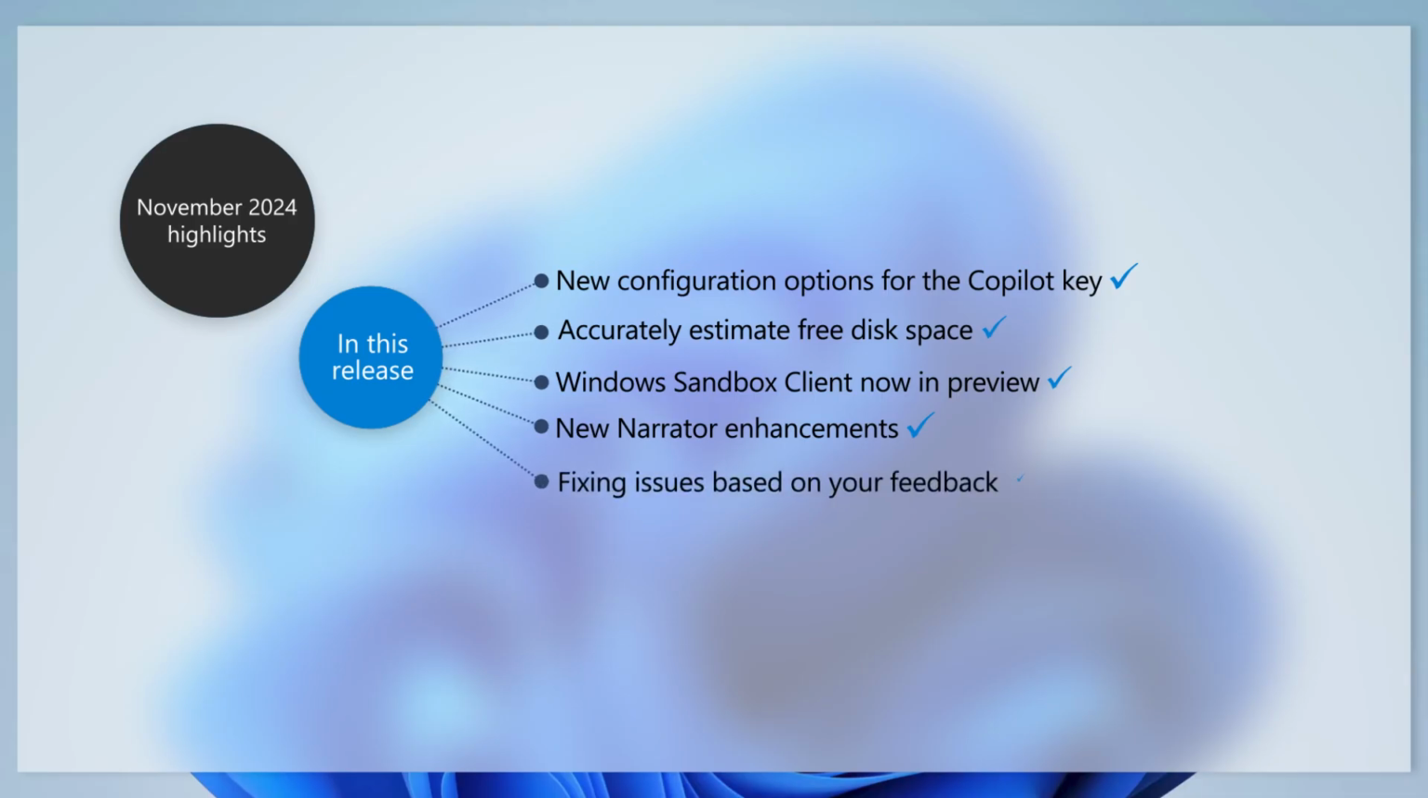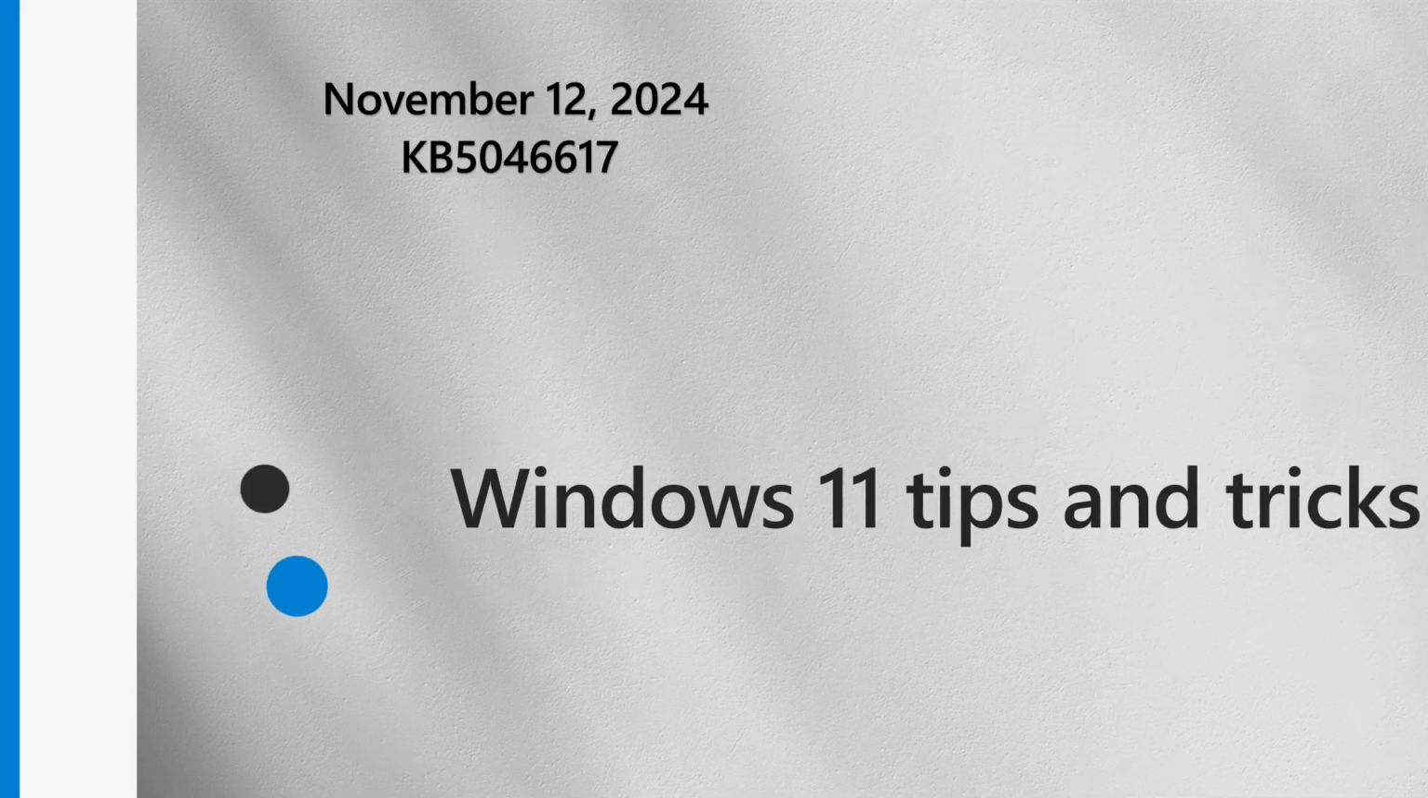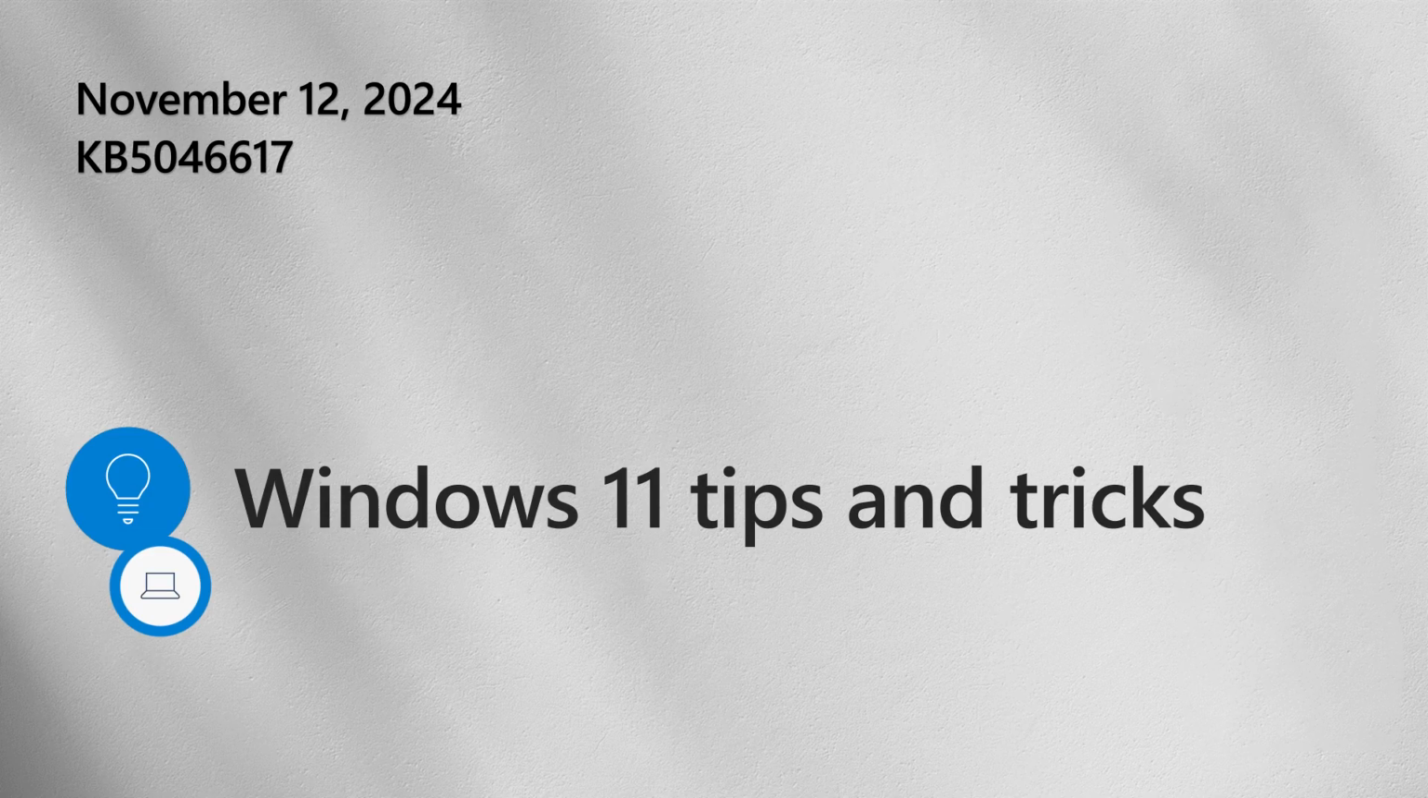This update fixes issues related to using Alt-Tab to switch between windows, signing into your Microsoft account from the web, and scanner detection. To learn more about other changes, improvements, and new features, read the full release notes at aka.ms/windows11/release-notes/2411. Now, let's take a look at Narrator and how you can start using it today as a productivity tool.